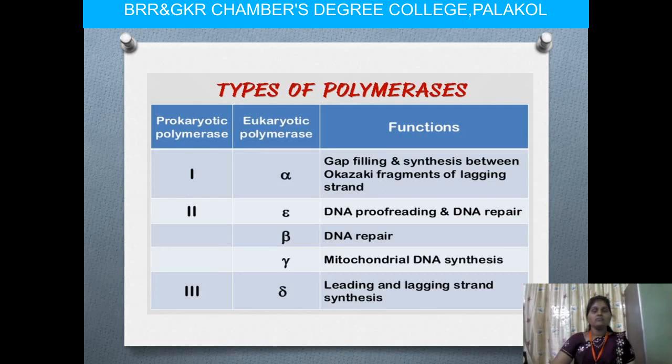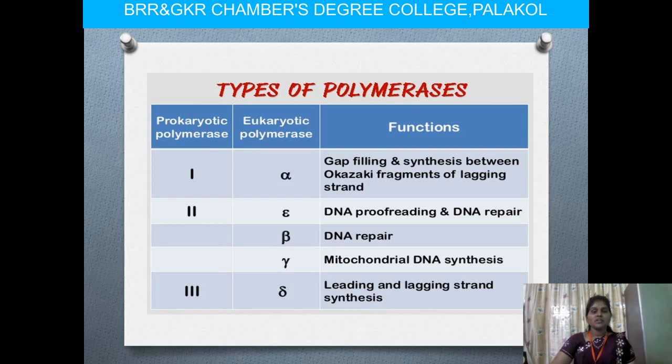Okay, then we have different types of DNA polymerase. They are polymerase 1, polymerase 2, and polymerase 3. In eukaryotes we have alpha, beta, gamma, and epsilon also. So in prokaryotes we have 1, 2, 3, and in eukaryotes we have different subunits like alpha, beta, gamma, epsilon. These have different functions.